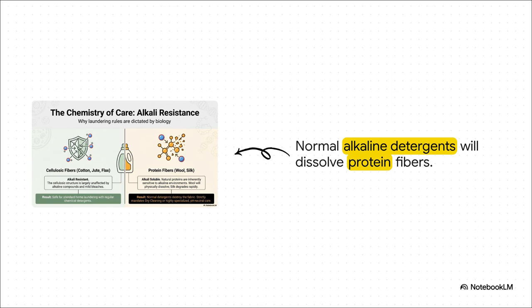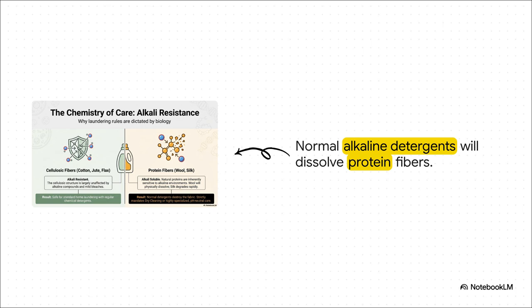So, what does this actually mean for you? Well, it means normal alkaline laundry detergents, the kind you buy in big jugs at the grocery store, are perfectly safe for your cotton t-shirts. That cellulosic shield holds up fine. But if you use that exact same detergent on an animal protein, it will literally physically dissolve and destroy your wool or silk over time.